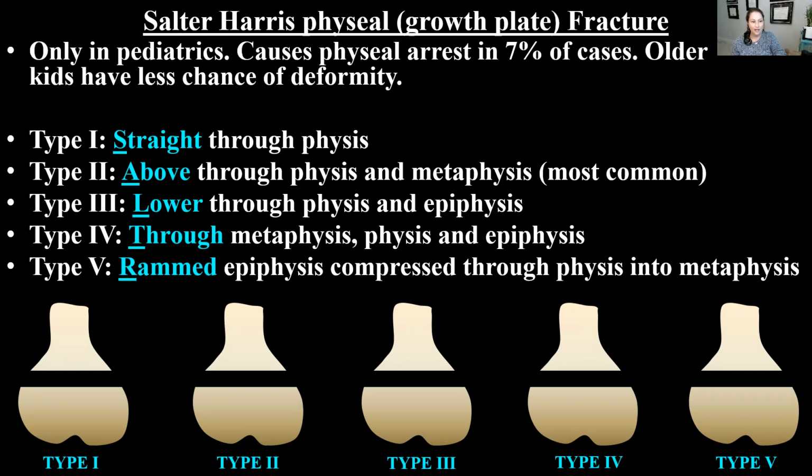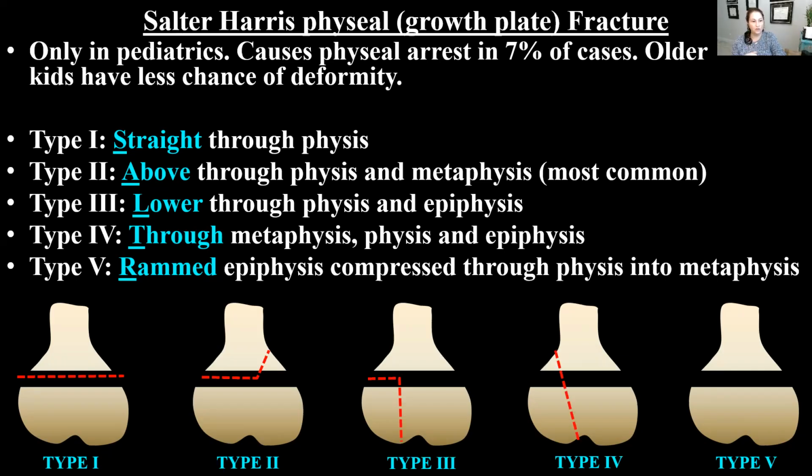So SALTR, that kind of reminds us of type 1, type 2, type 3, type 4, type 5. Type 1 is going to be straight through the physis, or straight through the growth plate. Type 2 is going to be the most common type of Salter-Harris fracture, and that's above, through the physis and the metaphysis. Type 3, lower, goes through the physis and the epiphysis.